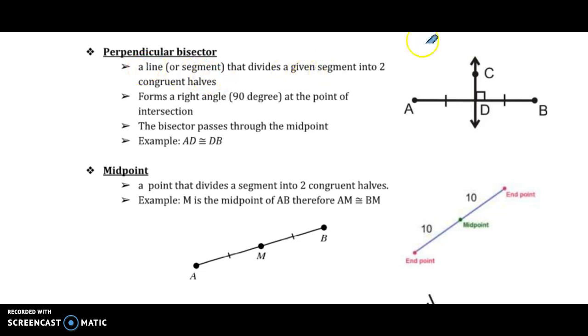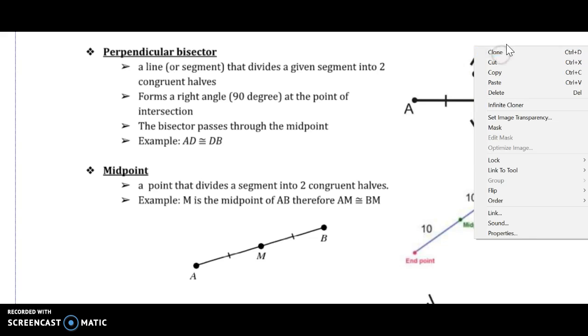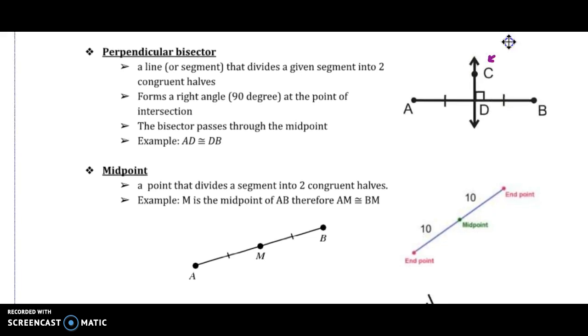That is a line or segment that divides another segment into 2 congruent halves. So in this example, CD is the perpendicular bisector. And AB is the segment that is being divided into 2 congruent parts.